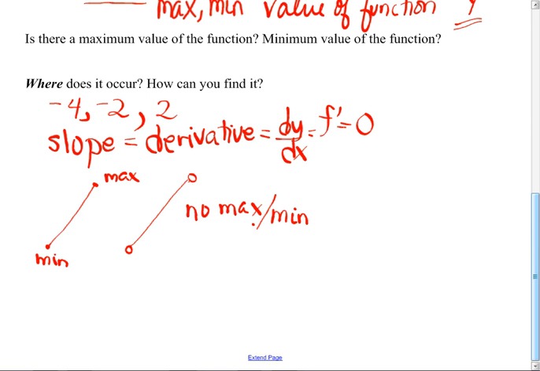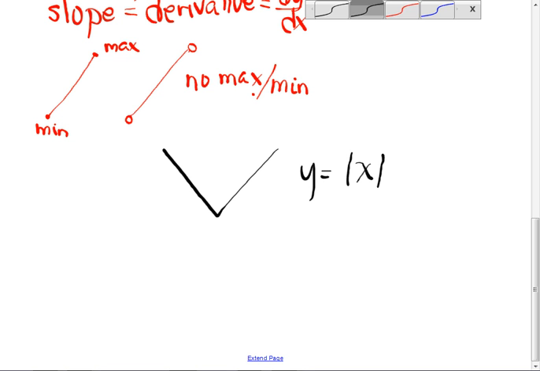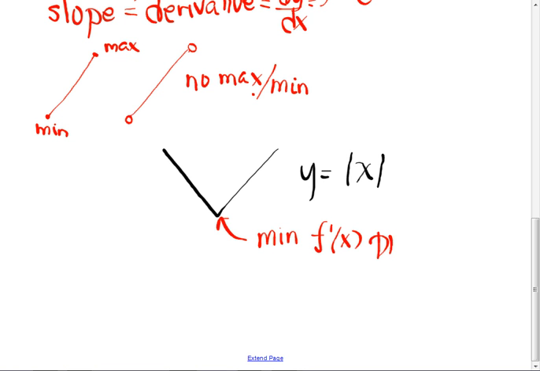What about another function that we all know and love? How about this one? Absolute value, right? Y equals the absolute value of x. Does it have a max or min? It has a minimum, that's right. There's my minimum. What is true about the derivative there? Excellent. F prime of x does not exist.